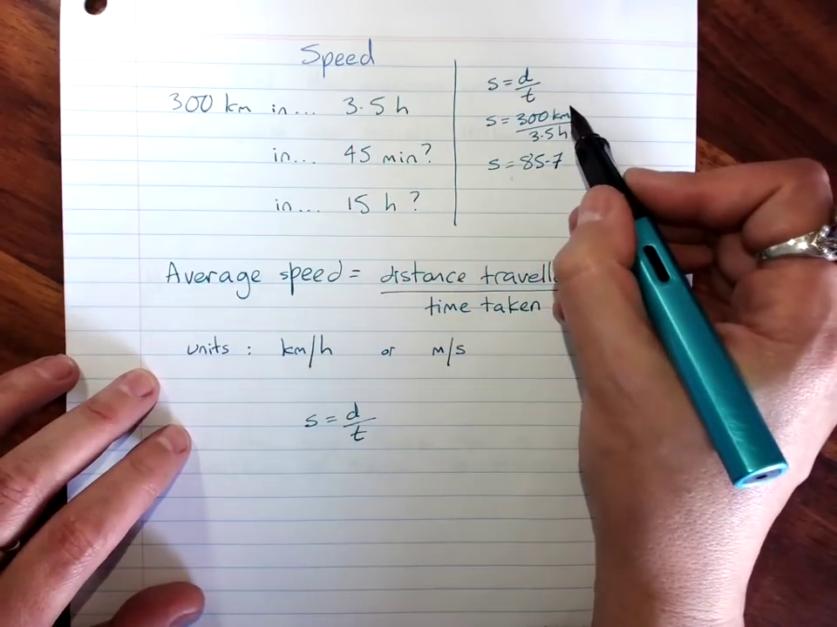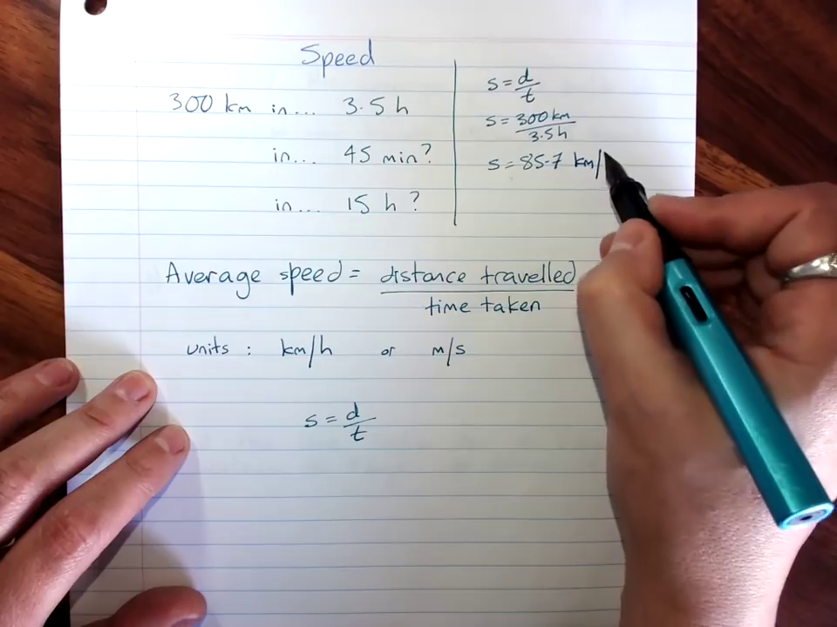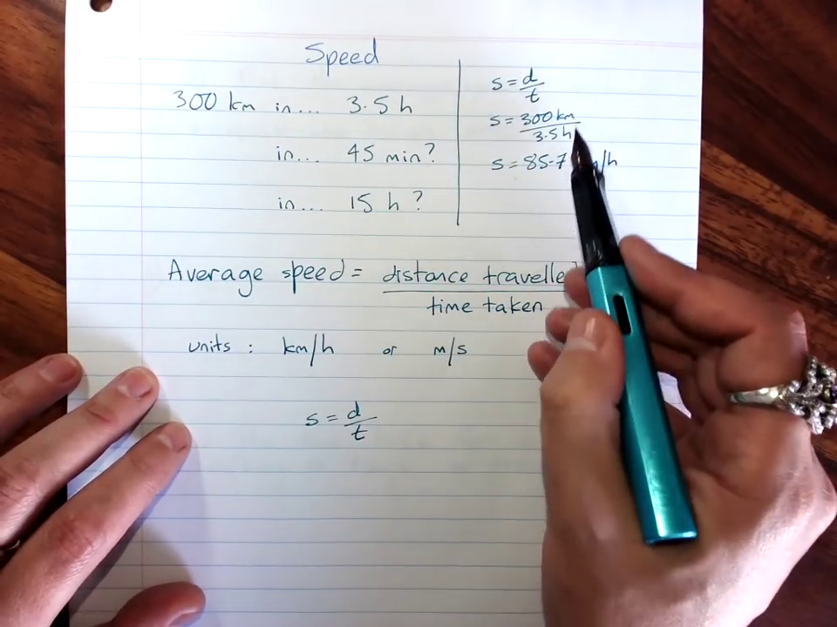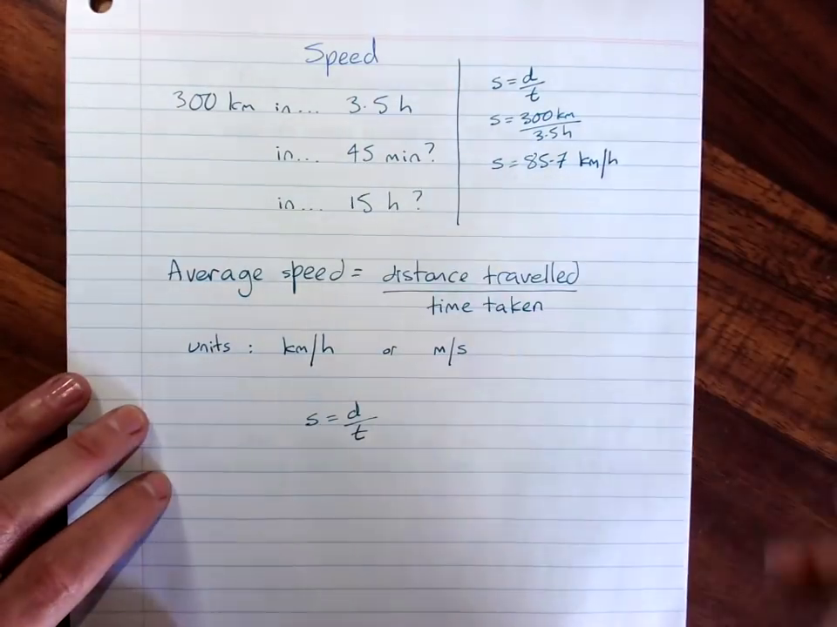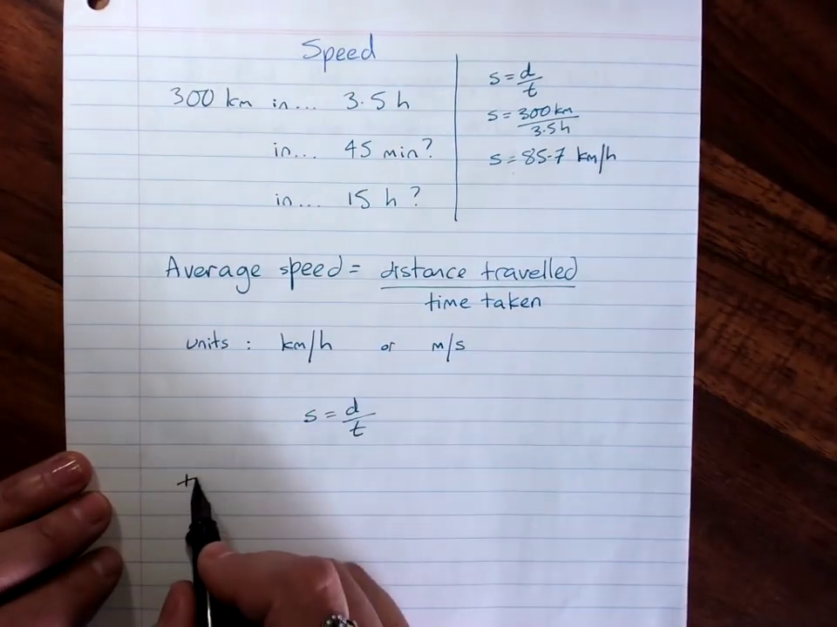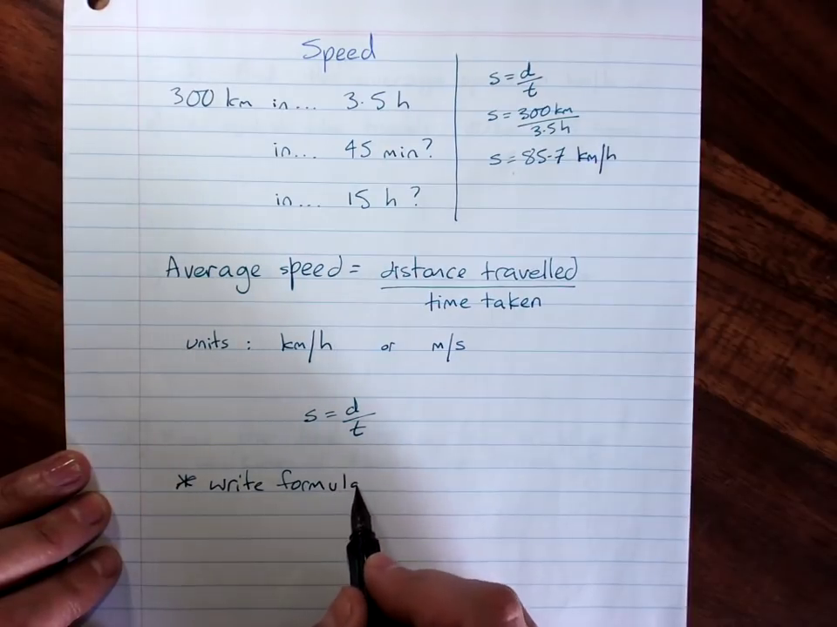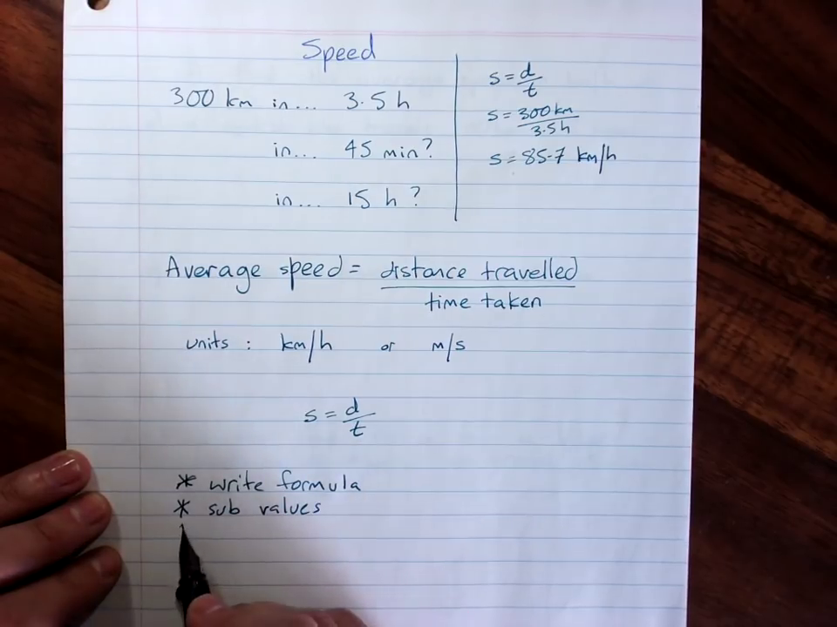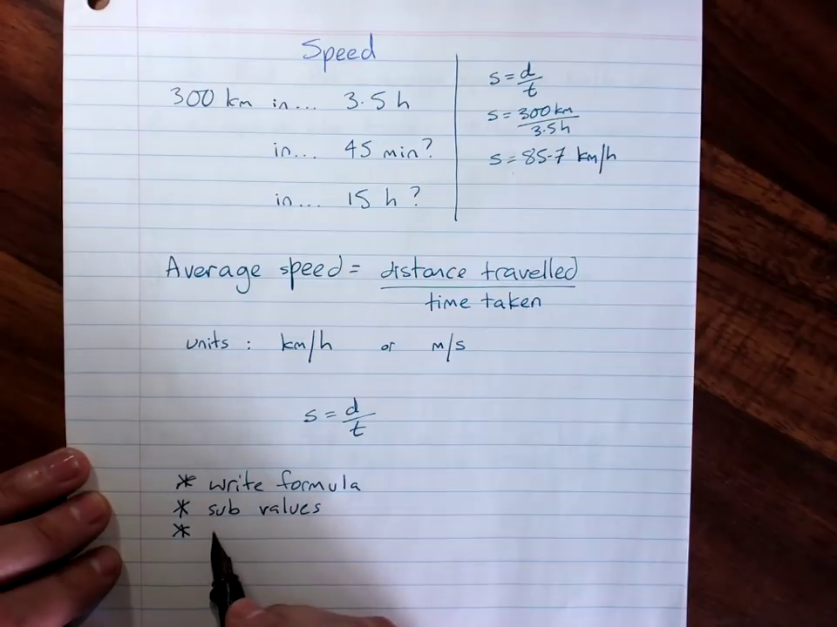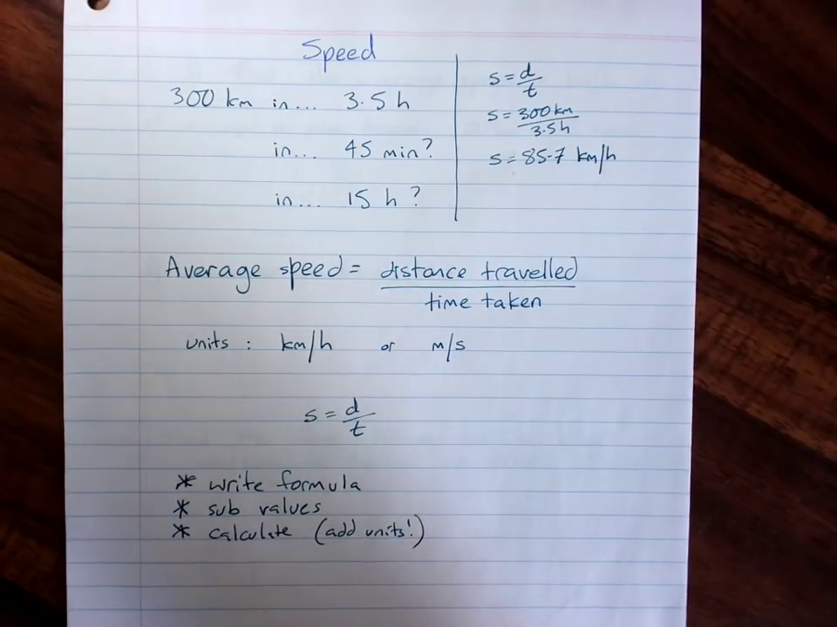And see how I've got kilometres over hours here? That gives me the unit of kilometres per hour. Or you can leave the units out here if you want and just put the right unit there. So this is how we find average speed. Write the formula, substitute the values, and calculate with units. Put units on the end.